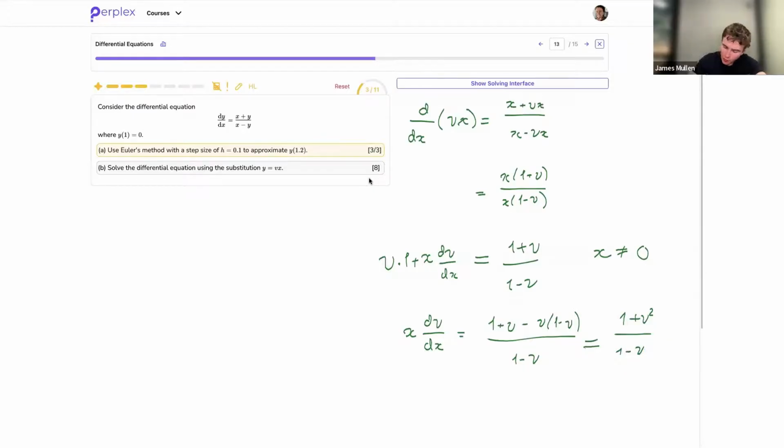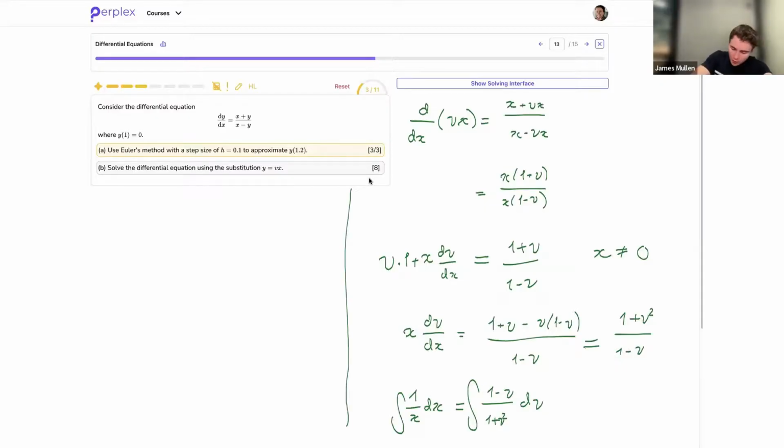And I can now separate my variables, and I'm going to get 1 over x dx is equal to 1 minus v over 1 plus v squared dv. I can integrate both sides. Let me rewrite what I have. I have the integral of 1 over x dx. Well, that's just ln of the absolute value of x, which is equal to the integral of, and I'm going to split this into 2 parts, 1 over 1 plus v squared minus v over 1 plus v squared dv.